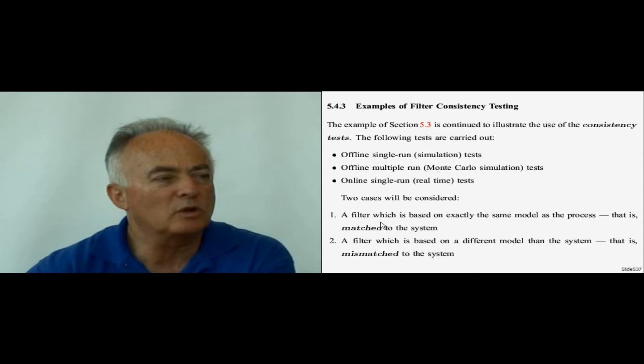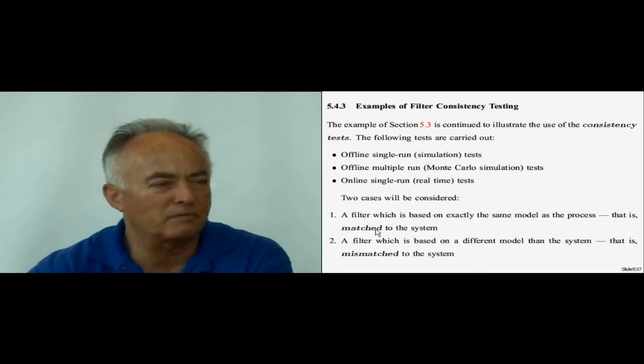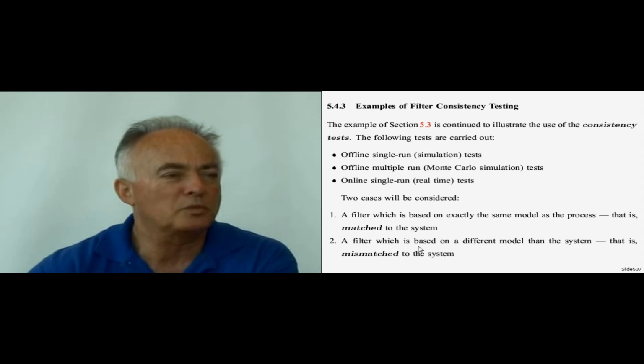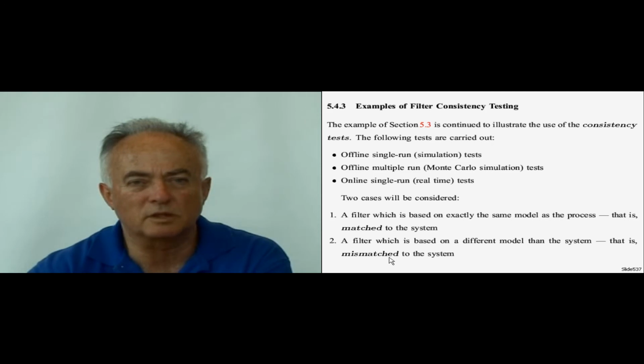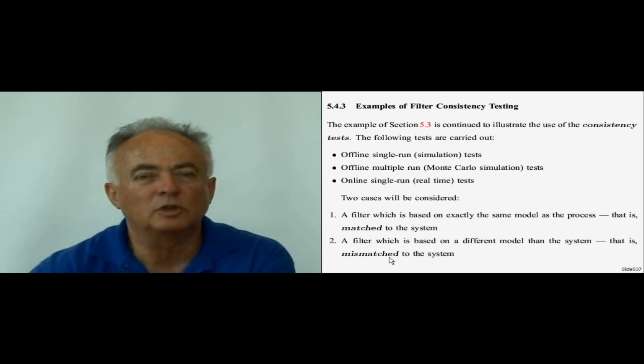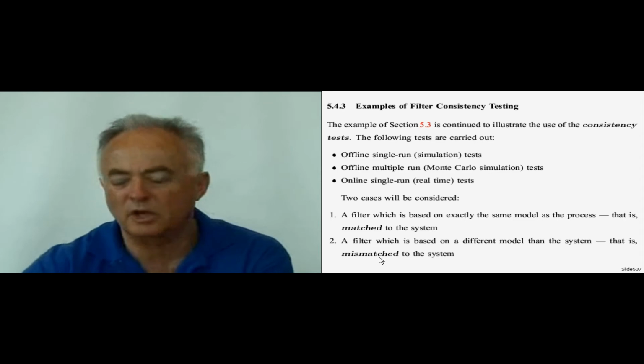And what we are going to illustrate is a filter which is based exactly on the same model as the process, matched to the system, optimal, and a filter which is based on a different model than the system, mismatched, therefore a suboptimal filter. We are looking for the test statistics to tell, in the first case, yeah, it's operating okay. Second, no, it is not operating okay, there's something wrong with the filter, in this case, the design.